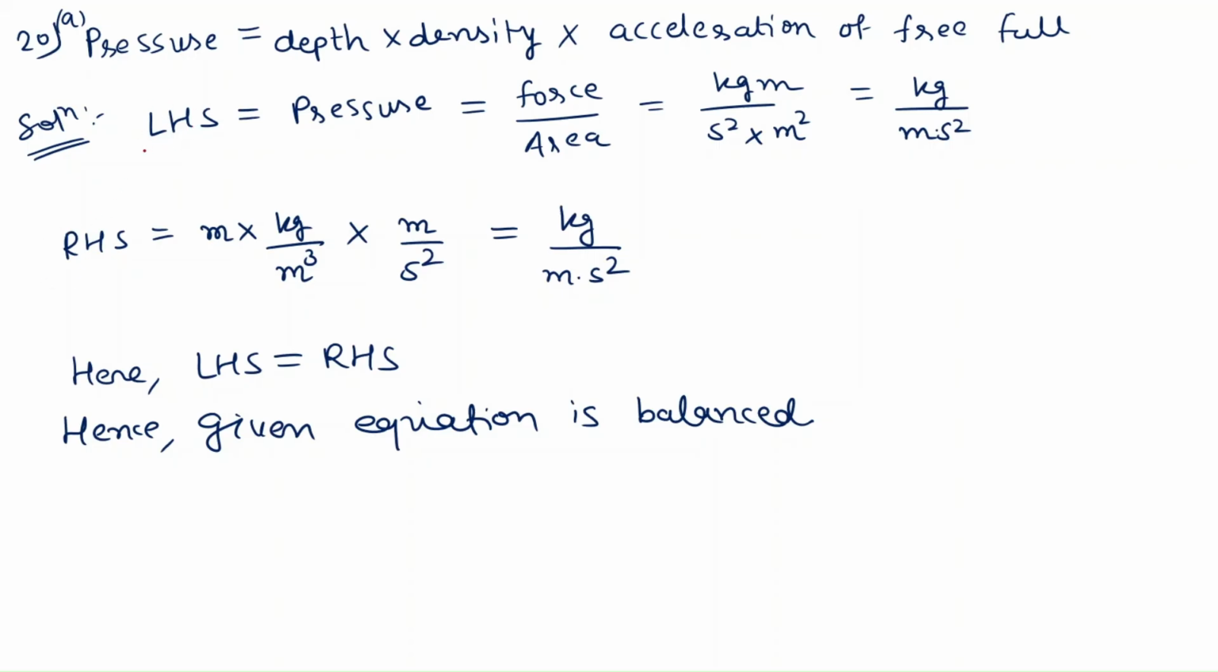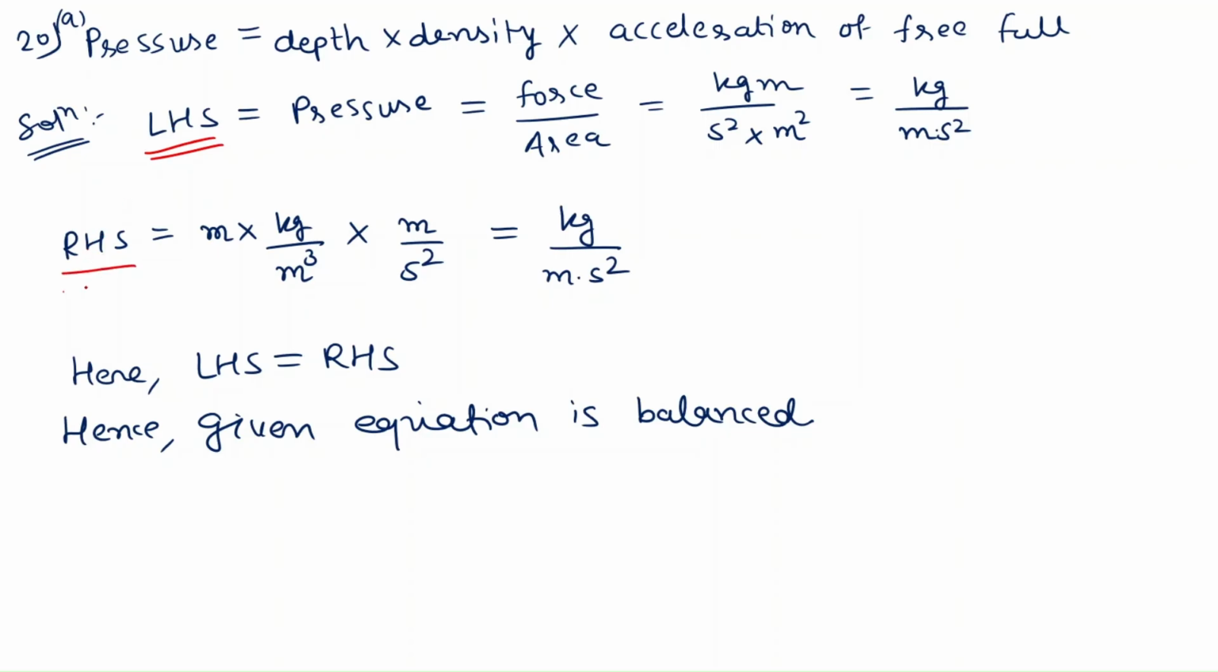So take LHS first. LHS has pressure. Pressure means force per unit area, which is F upon A. As I mentioned earlier, force has the SI unit Newton, which is kilogram meter per second square. And area has the unit meter square. Now by simplifying it, we get kilogram upon meter into second square. Now that is all about the left hand side answer.